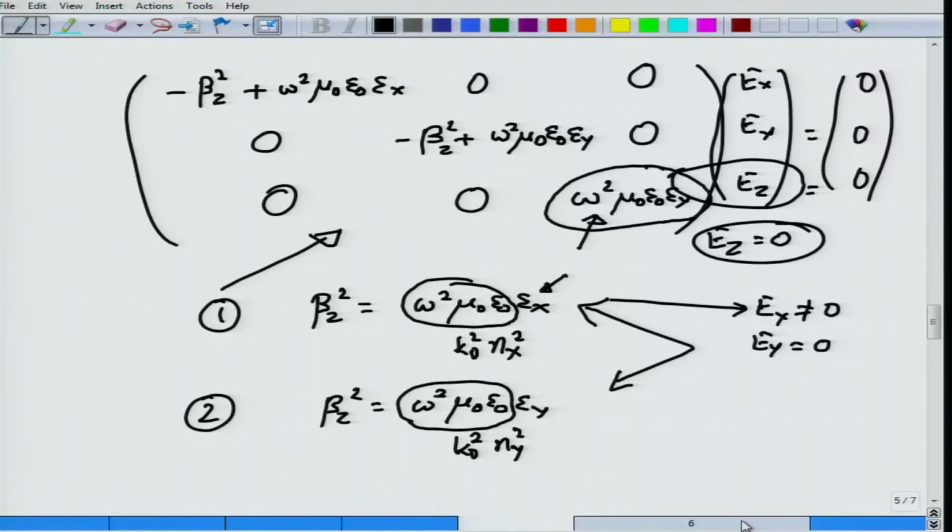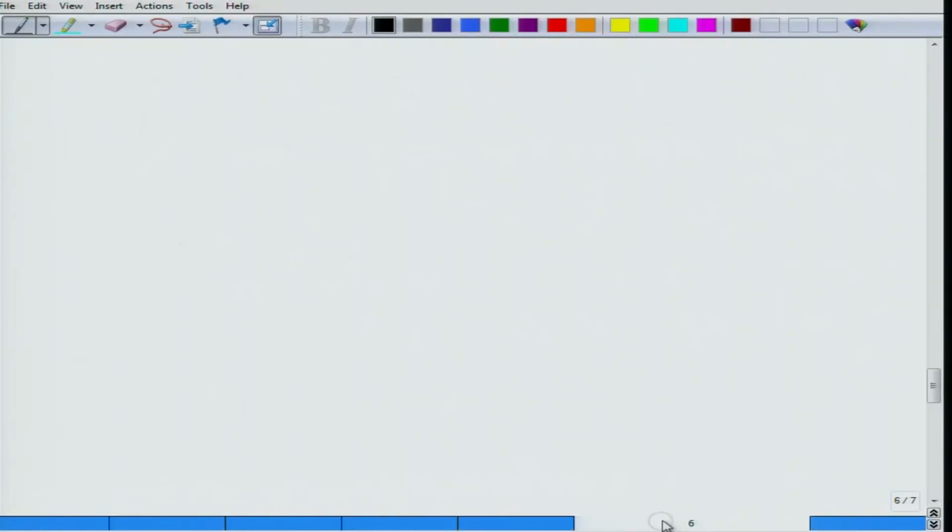And what will happen to Ex? How does that propagate? Well, in that case Ex can be assumed to be some constant Ex0 with a propagation of minus j beta z.